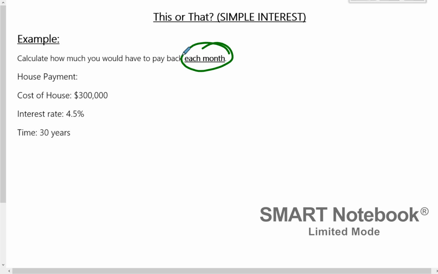So the cost of the house is going to be $300,000. Okay. This is how much I'm borrowing from the bank. So this would be my principal, or my P part. My interest rate is 4.5%. So this is my R. And the time is 30 years, which is my T. So as you can tell, I need to first find out how much money I'm going to be spending just on interest alone. Okay.